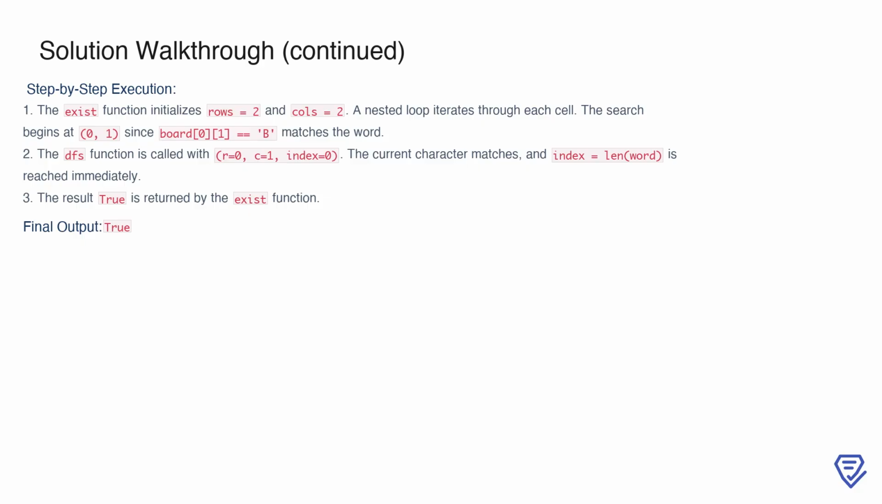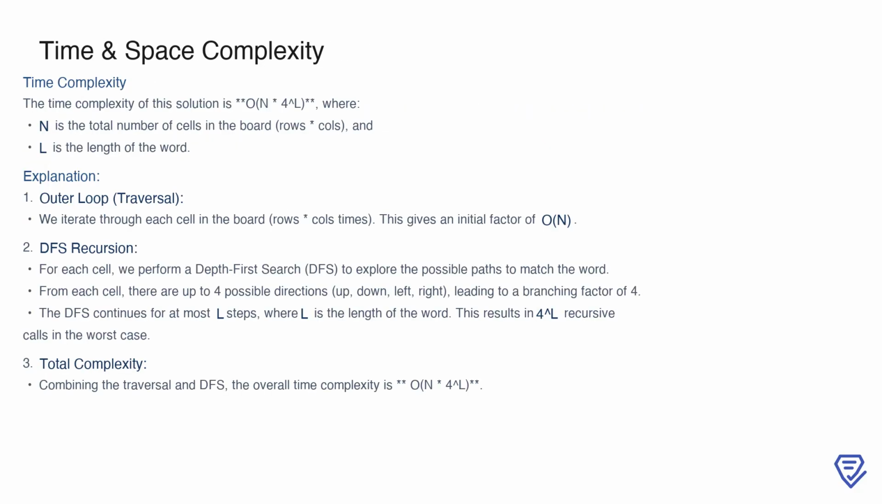With that, we've walked through 3 examples showcasing how the solution handles different scenarios, from successful matches to cases where the word cannot be found. The time complexity of this solution is O(n*4^L), where n represents the total number of cells in the board, and L is the length of the word we are searching for.